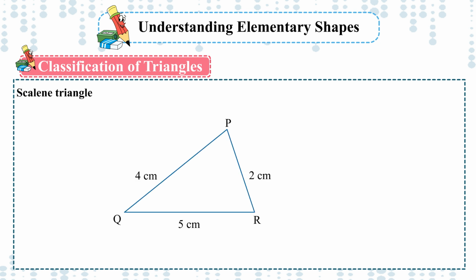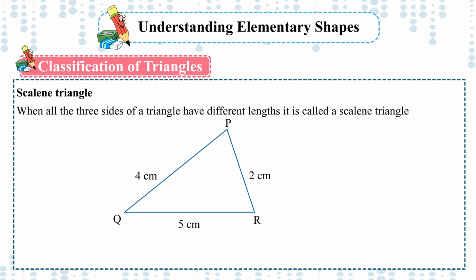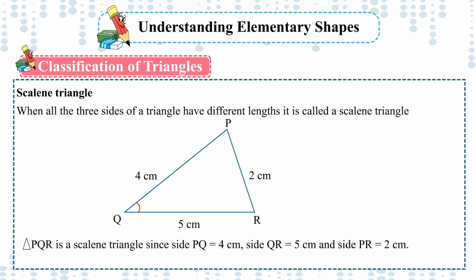Scalene triangle. When all the three sides of a triangle have different lengths, it is called a scalene triangle. Triangle PQR is a scalene triangle since side PQ is equal to 4 centimeters, side QR is equal to 5 centimeters and side PR is equal to 2 centimeters. None of the sides are equal in length.